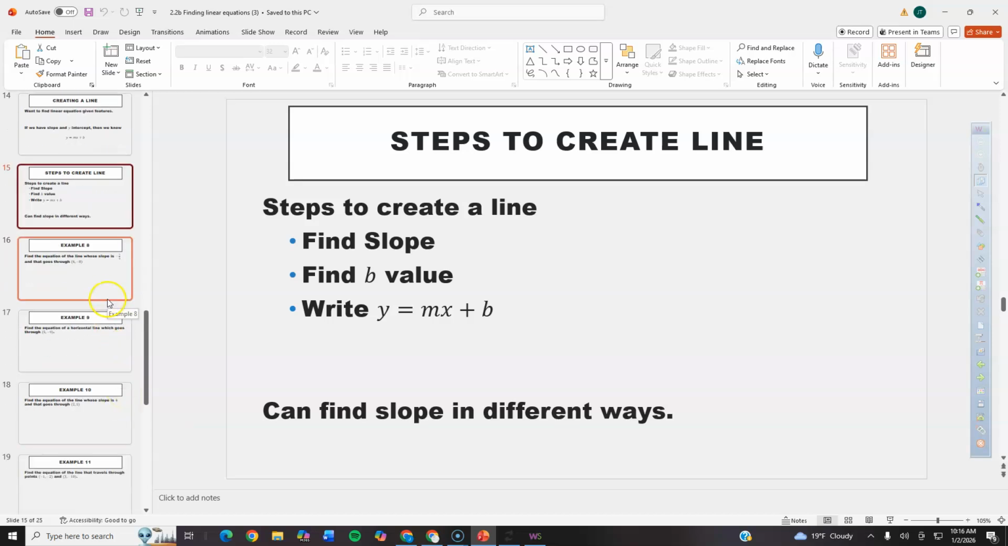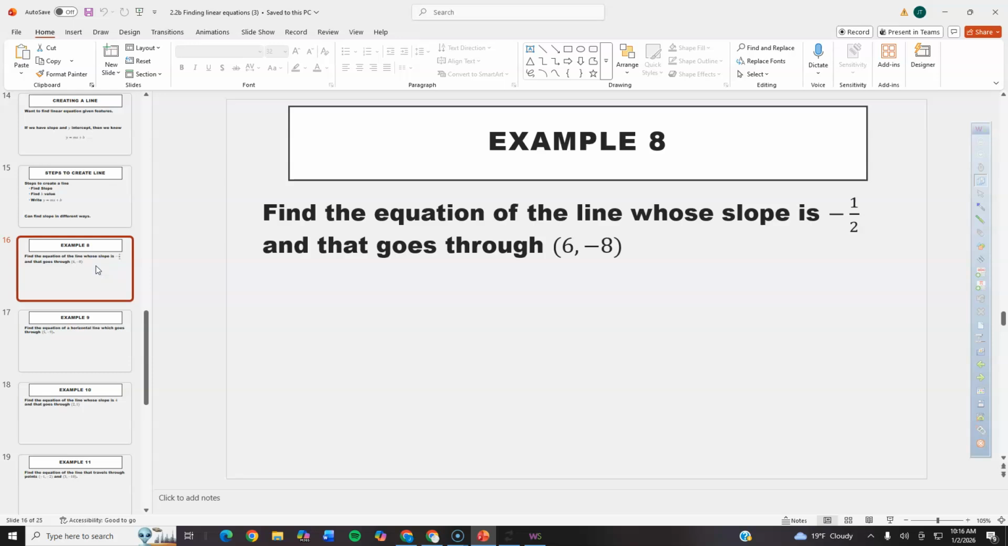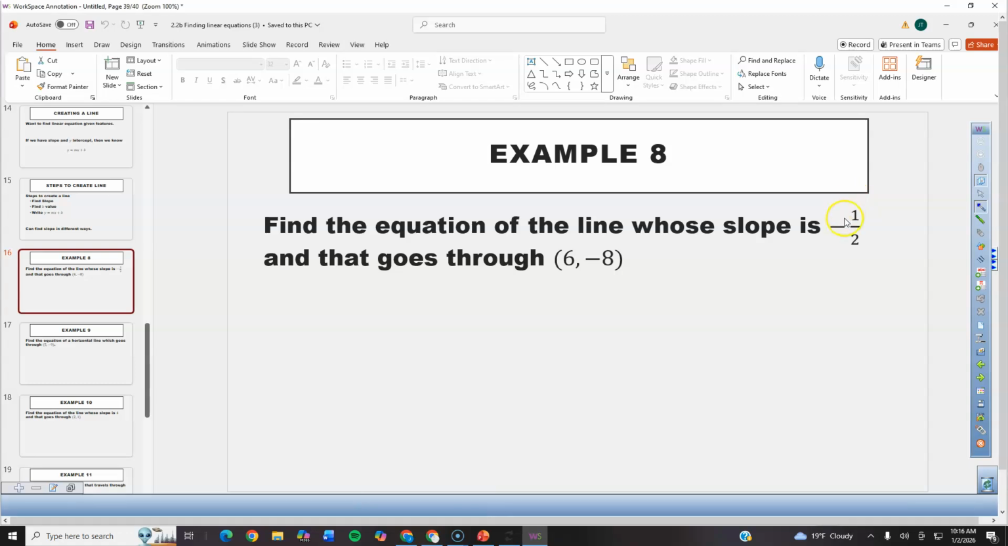Let's see some examples of this. Find the equation of a line whose slope is negative 1/2 and goes through 6, 8. So we could use this thing called the point slope equation. I teach this one in my class. I have a video on it, but I'm going to teach you the y-intercept way because I like that way as well. Both work. Again, you can look up point slope.